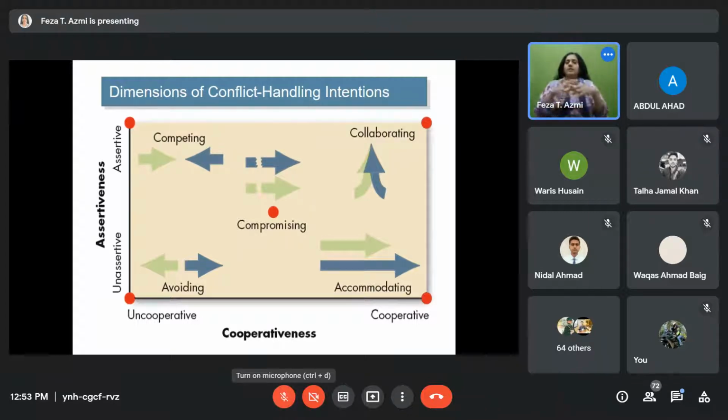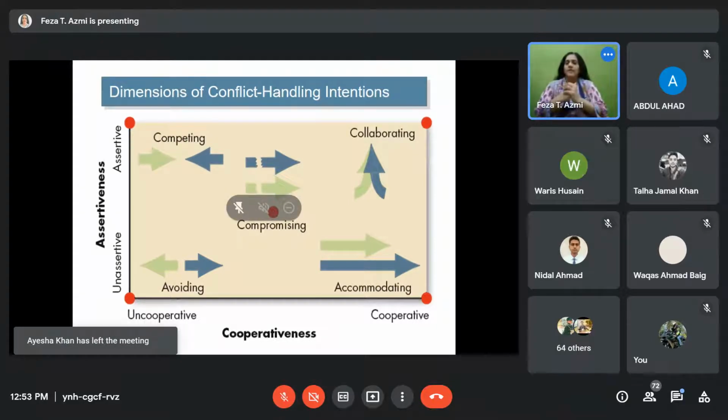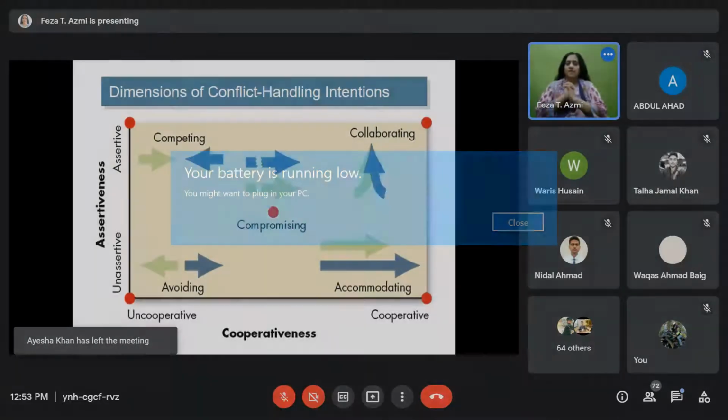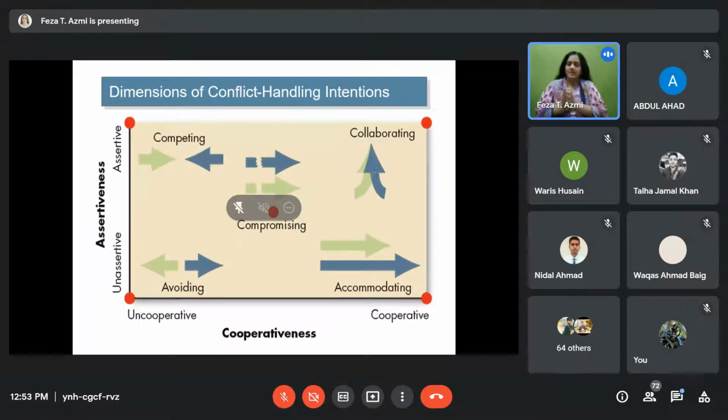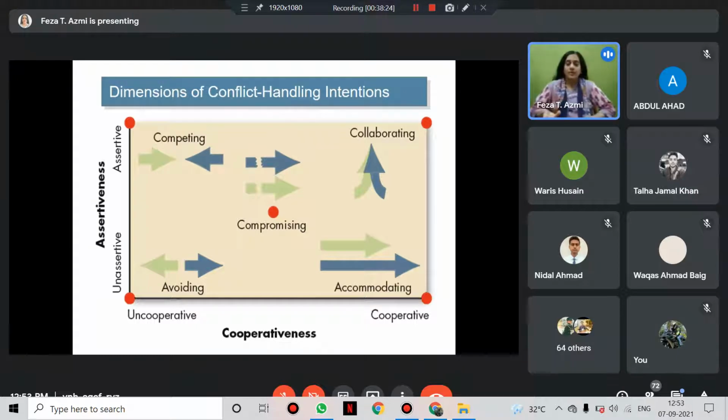Okay, no problem. See, the problem with collaboration is that apparently it appears to be the best strategy, but it's not very practical. We cannot always collaborate, because collaboration says that I express my point of view and I listen to your point of view, and then we arrive at the best possible solution. Is it always practical? Is it always possible to arrive at the best solution for everything? If it was so possible, then probably everything would be sorted out, and there would be no problems in organizations. So collaboration appears to be the best strategy, but it is not very workable.